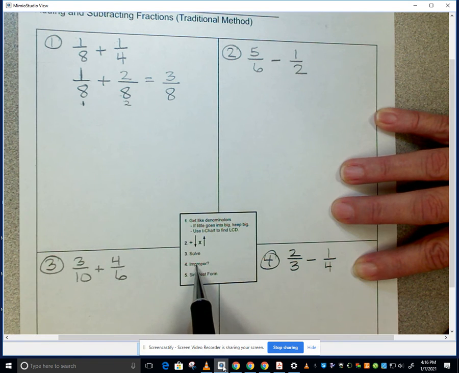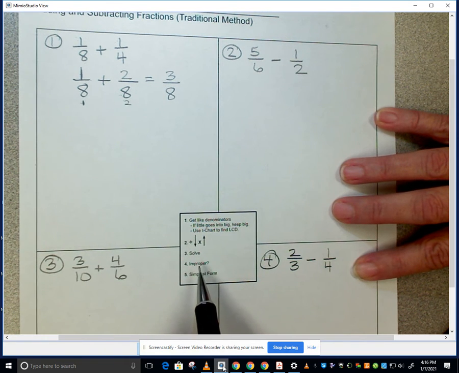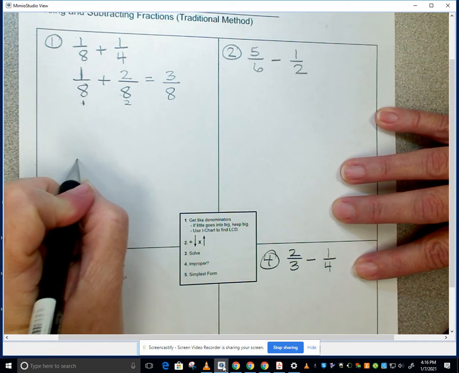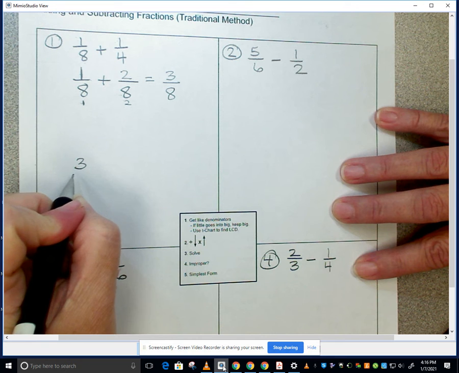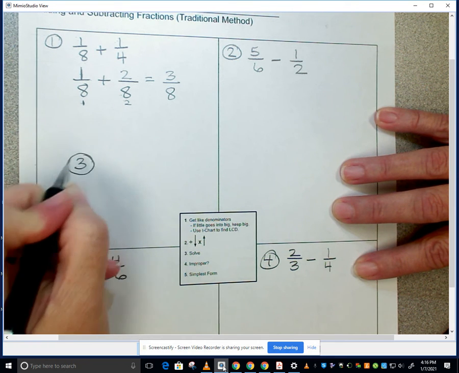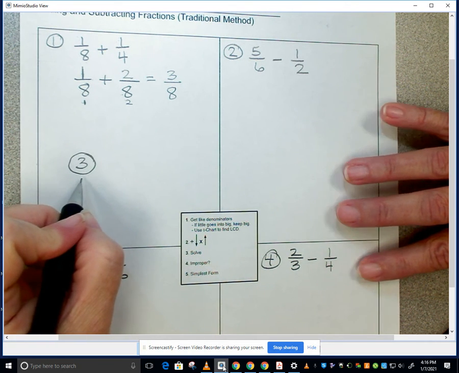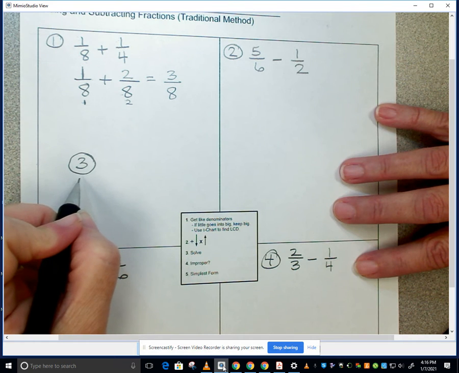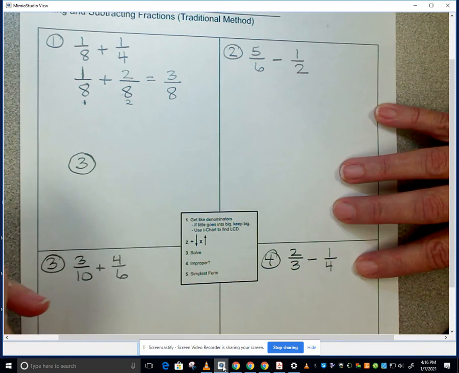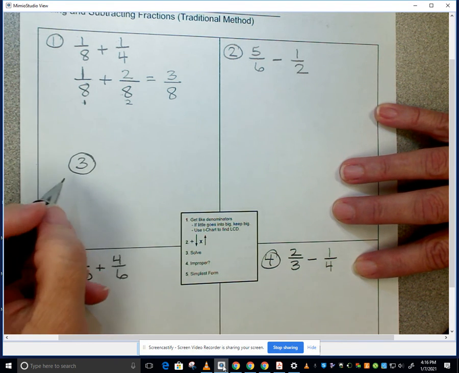Is it improper? No. If it was, we would have to divide and fix it. Number 5, we need to put it into simplest form. So I'll take my 3. It's prime, so I circle it. Remember, prime means that the only way you can get that number is to multiply 1 times that number. There's no other way to multiply and get 3. That's why I circled it.